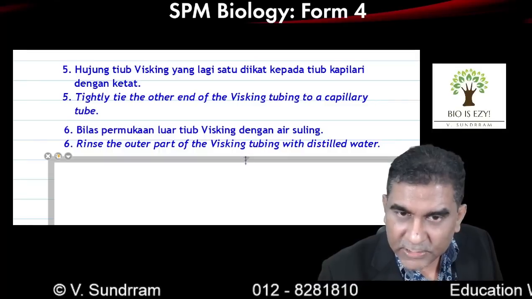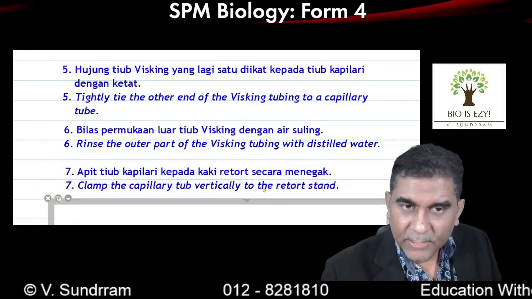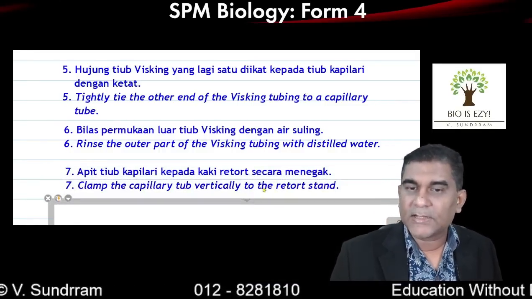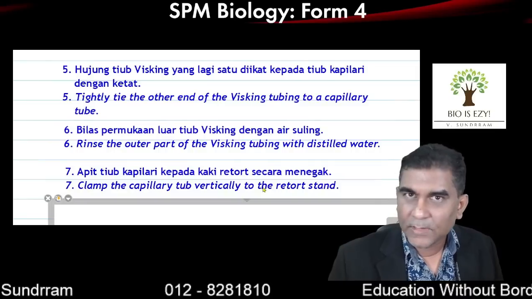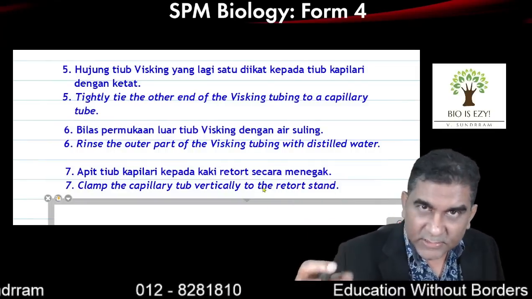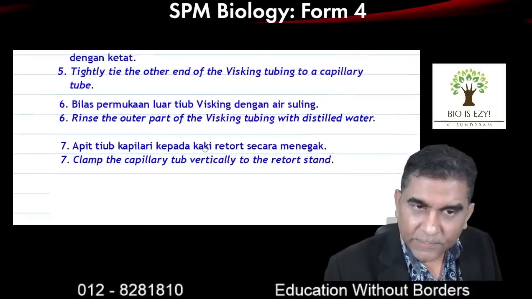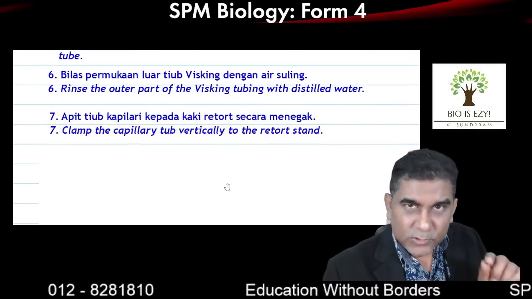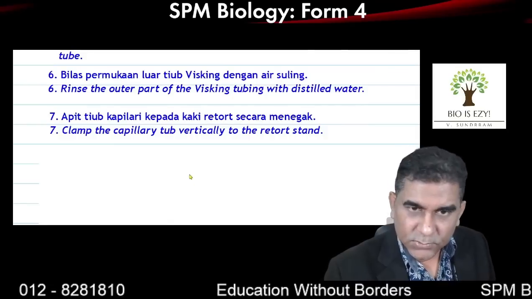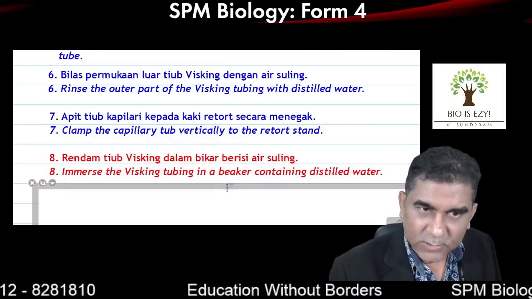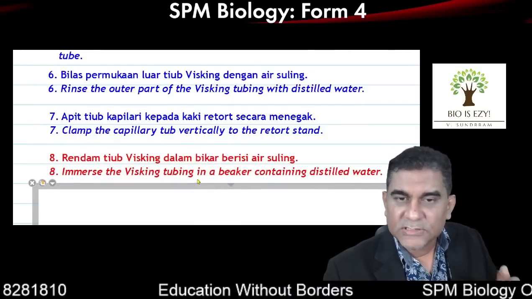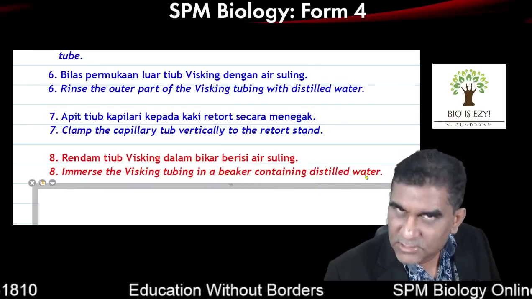Lepas basuh, apa kita akan buat? Kita akan apitkan tiub kapilari kepada kaki retort secara menegak. So vertically, we are going to attach this device that we already set up. And then by right, the beaker is supposed to contain distilled water. Bahagian bawah sini kena ada distilled water. Immerse the whisking tube in a beaker containing distilled water.